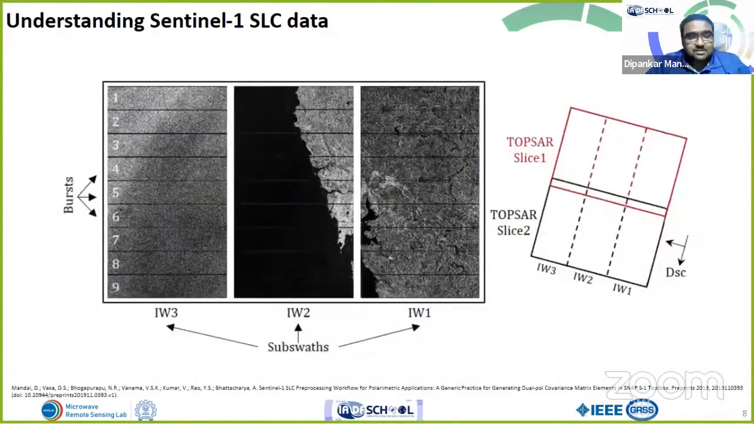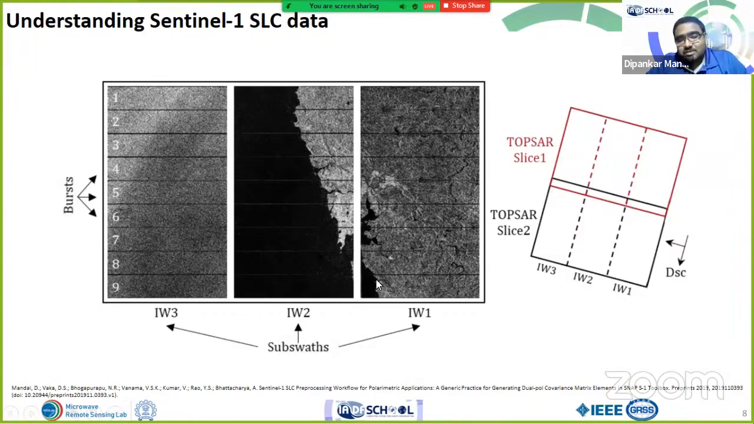Now coming to a short description of Sentinel-1 data types and its format. Sentinel-1 acquires data in PolSAR format. Each image consists of three subswaths. You can see here IW1, IW2, and IW3. These are the three subswaths, and for each subswath, there are 9 bursts, 1 up to 9. Between these bursts, you can see there are black lines. So we need to remove these noises from the images, and we have to apply a particular processing step in the pre-processing window.